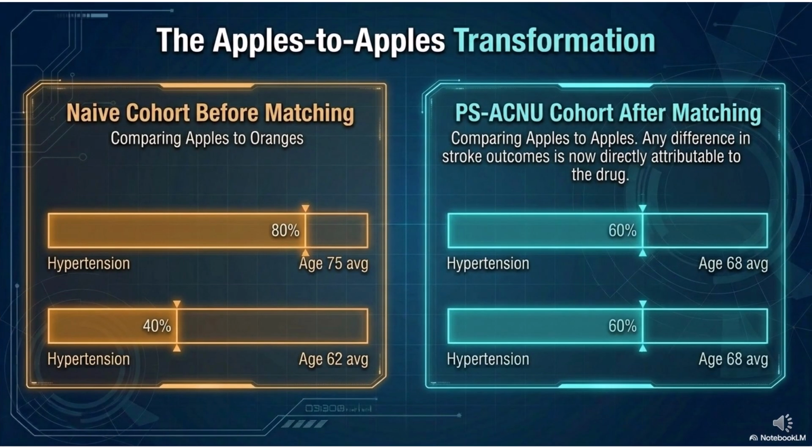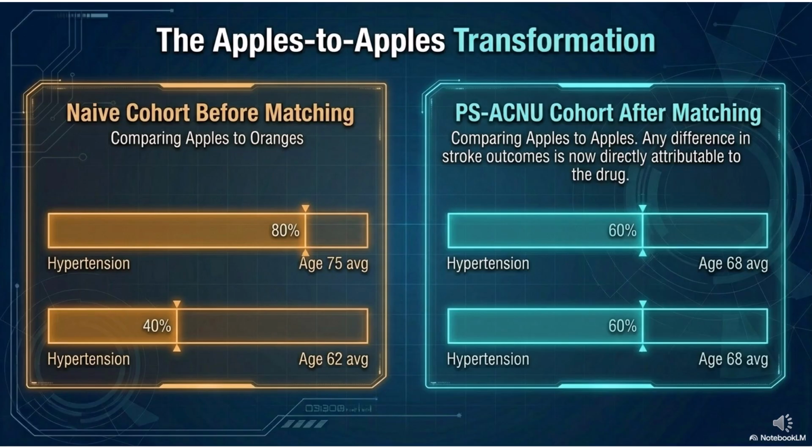Here's the key transformation that propensity score matching achieves. Before matching, this is an apples to oranges comparison. One cohort may be much older, having more hypertension, higher stroke risk, and significantly different baseline characteristics. In this example, one group has an average age of 75 with 80% hypertension prevalence, while the other averages 62 years with only 40% hypertension. If the stroke outcomes differ between these groups, we cannot confidently say that the drug caused the difference. The patients themselves were fundamentally different from the start.